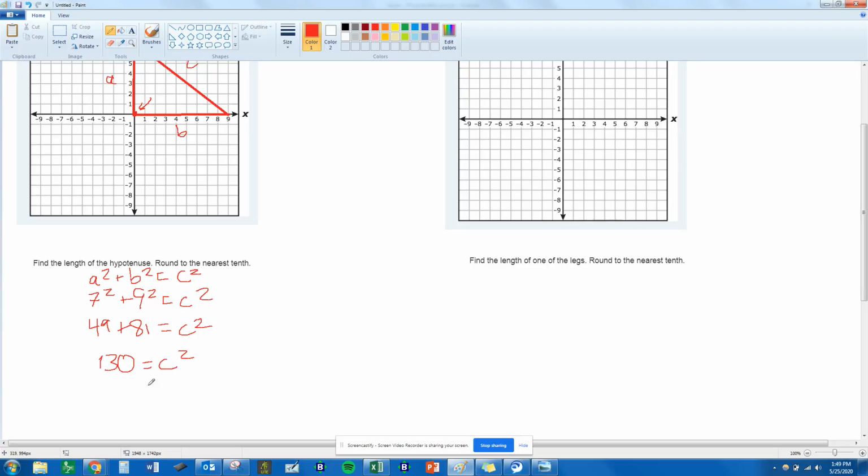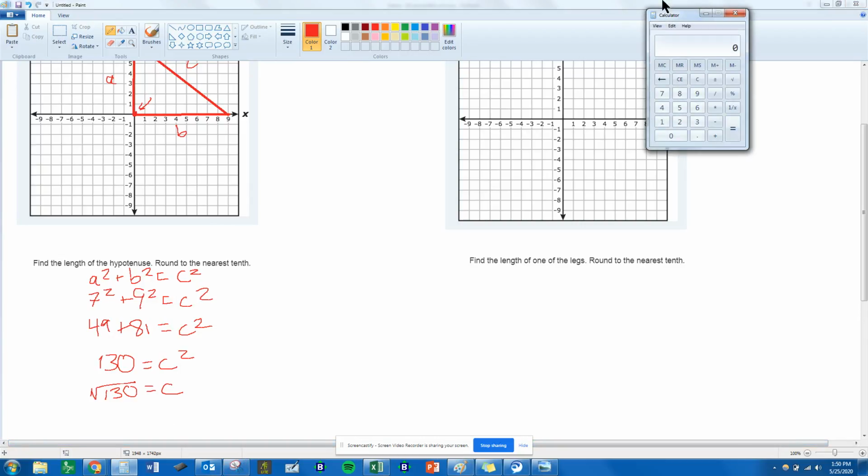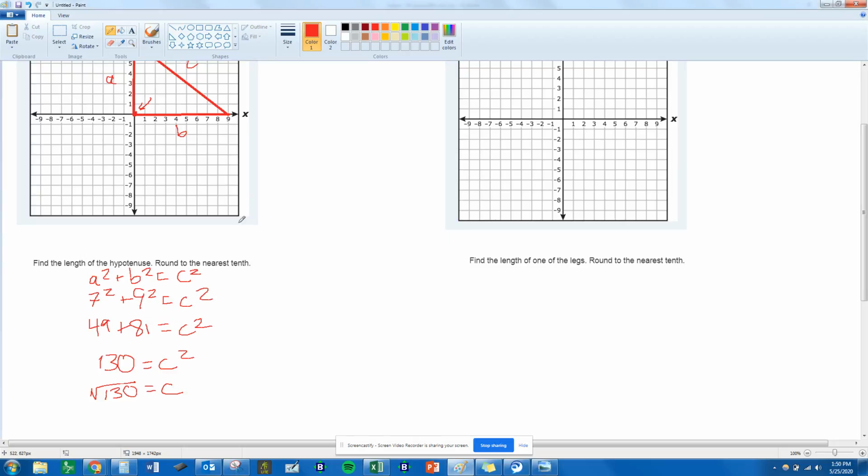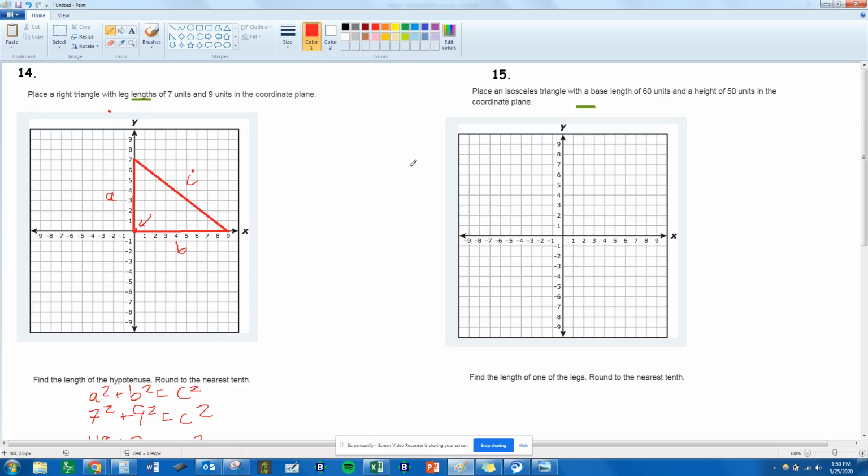So to undo the square, I'm going to square root both sides, and I get square root of 130 equals C. If you want an actual approximate decimal, you'll have to plug that into a calculator. There, I've got my handy calculator app. So I'll go ahead and do 130 square rooted is 11.4. Right? 11.4 units is going to be the hypotenuse of that triangle. All right, moving on. Problem 15.